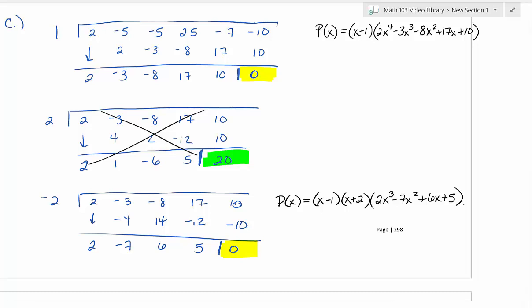When you have a factor that has 4 terms like this cubic, remember that you have other factoring techniques other than just checking zeros. 4 terms, we have the factoring technique of grouping. So if I was doing this, I would definitely see if this was groupable.